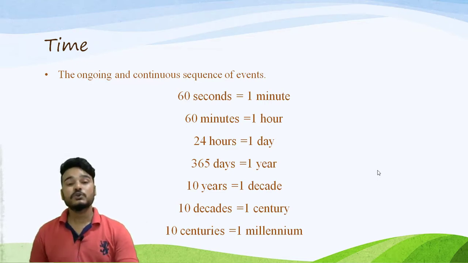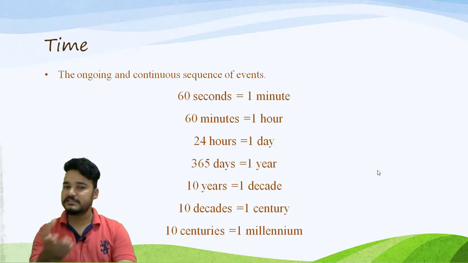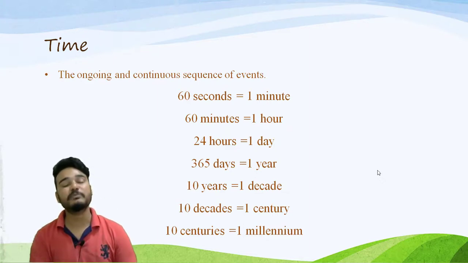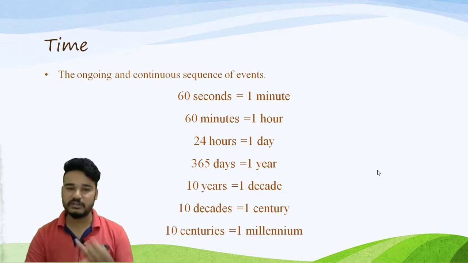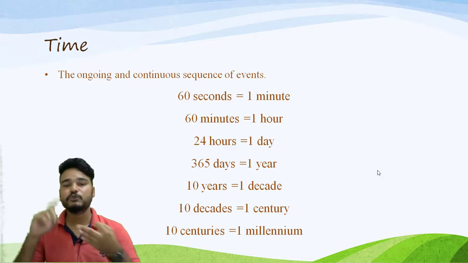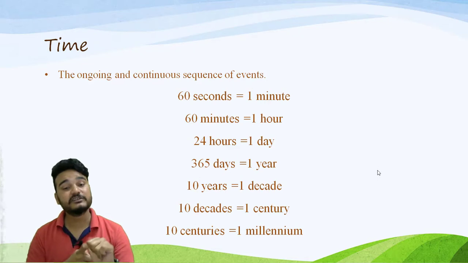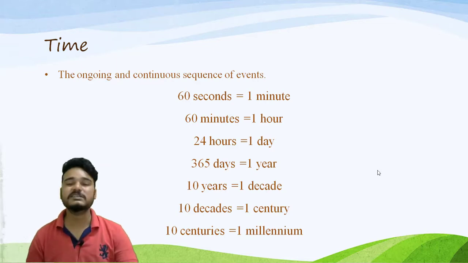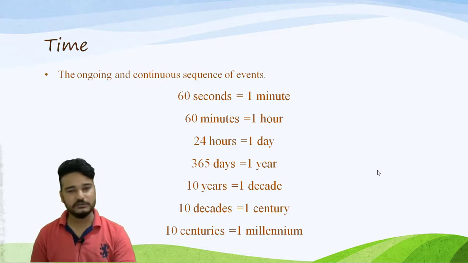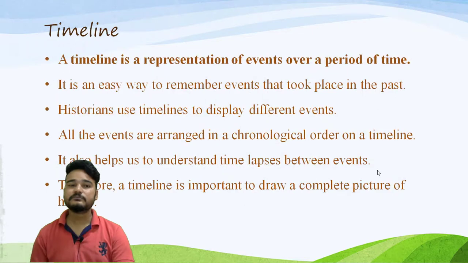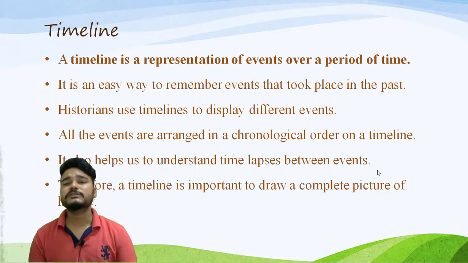Okay, so apart from that, these are some units of measurement. 60 seconds 1 minute, 60 minutes 1 hour, 24 hours 1 day, 365 days 1 year, 10 years 1 decade, 10 decades 1 century, 10 centuries 1 millennium. These are the units of time. Understood? Very nice. Now, timeline.